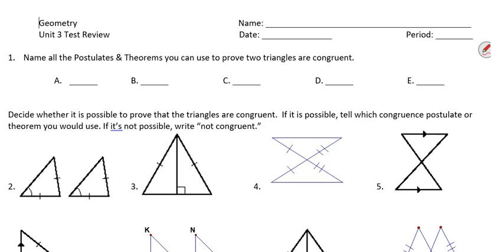Okay, in this video, I'm going to go over the Unit 3 test review. So again, we got to name all our postulates. So we've got side, side, side; side, angle, side; angle, side, angle; angle, angle, side; and HL. Then we're going to work through these drawings.